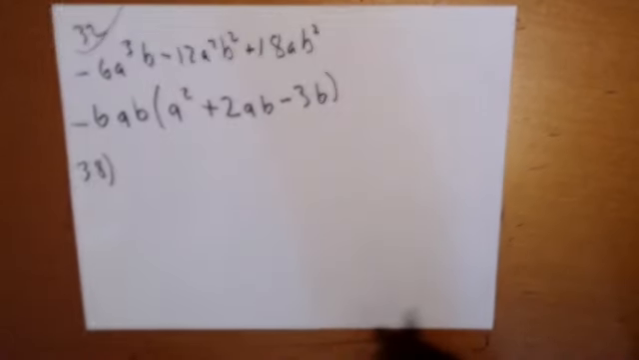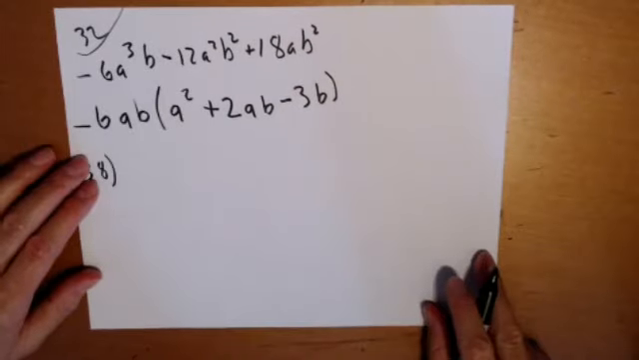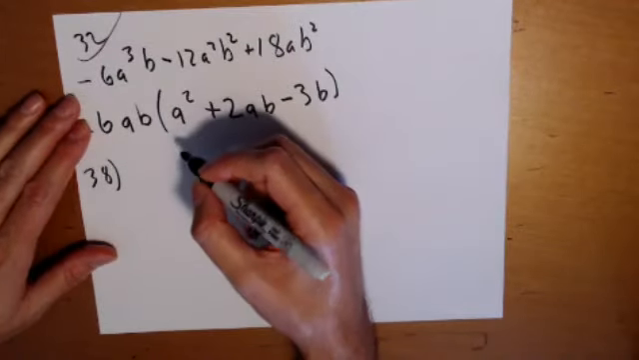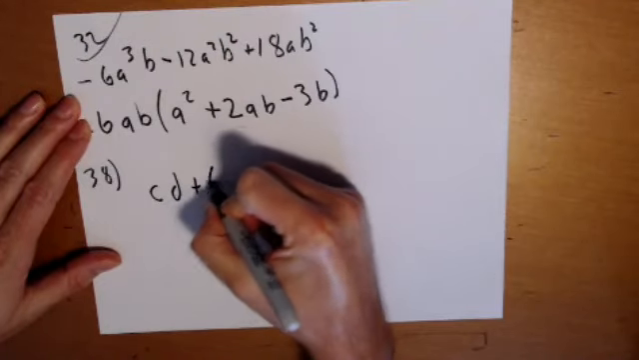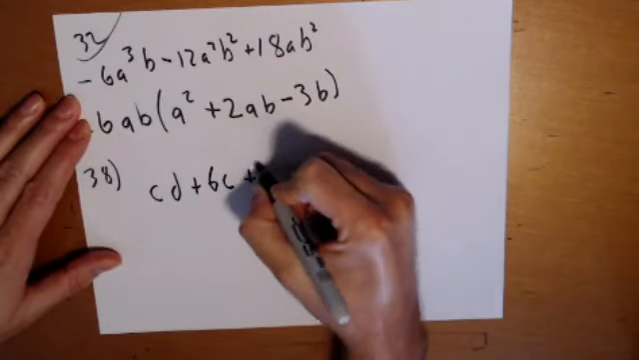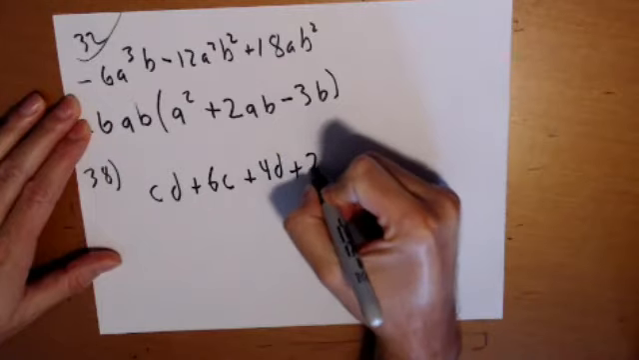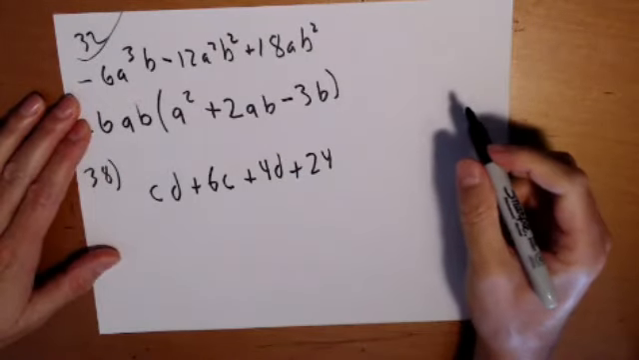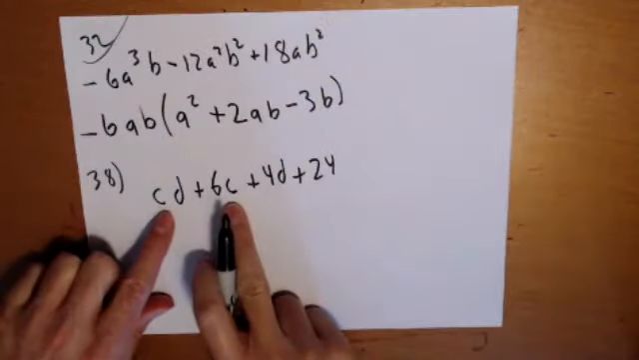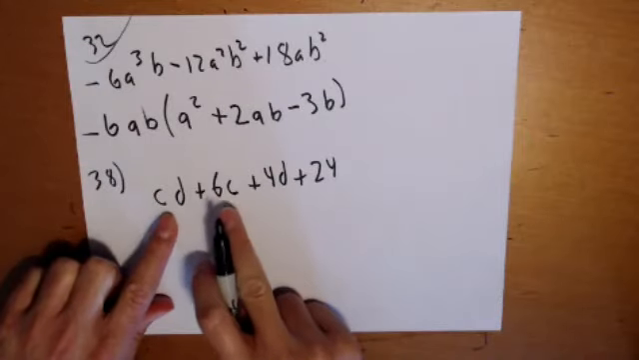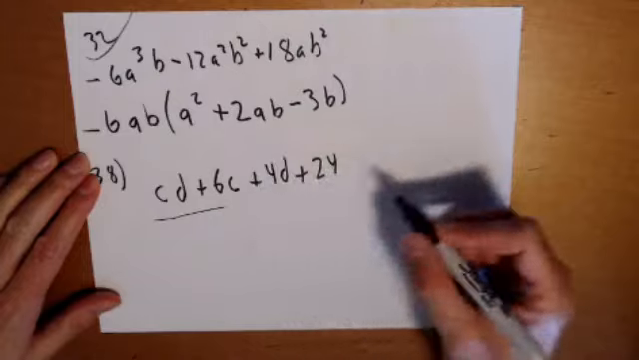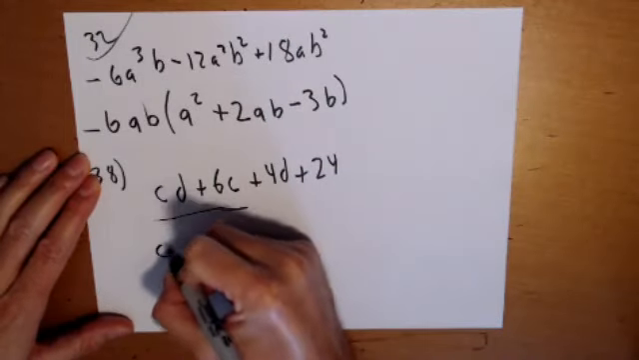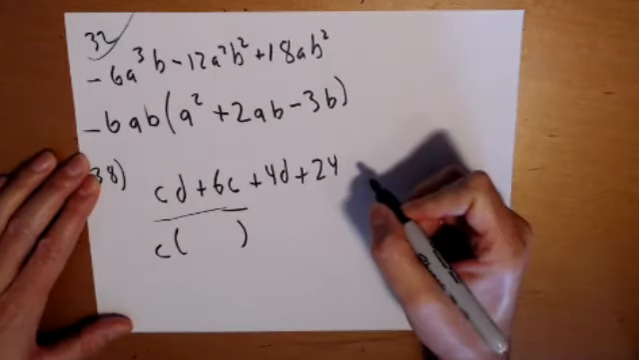38. Factor by grouping. So usually it's the first two and then the next two. Let's see, we have cd plus 6c plus 4d plus 24. So focus just on the first two, cd plus 6c. What can I take out from each? Just a c. Okay, so I'm just focusing on the first two, guys. Pull out a c, and what does that leave us with?